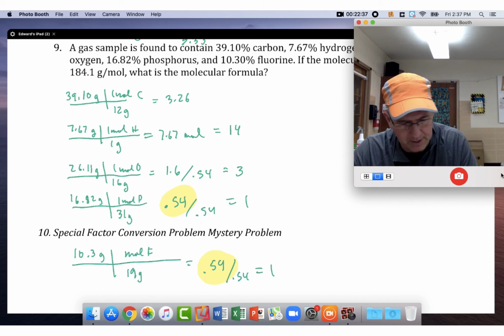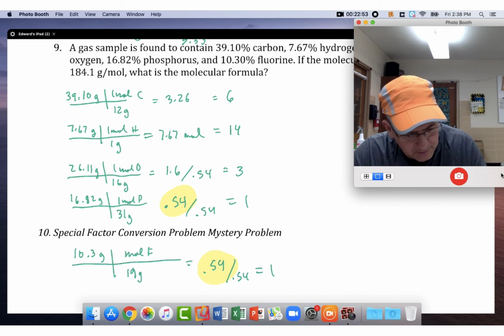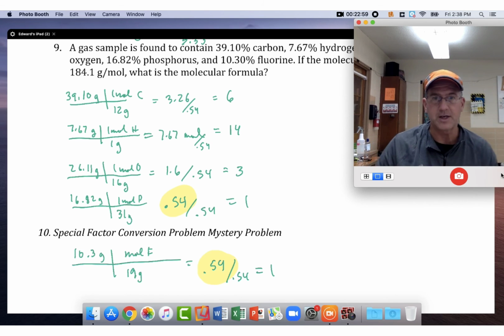3.26 divided by 0.54. Try it one more time. 3.26 divided by 0.54 equals 6. Okay, so these were divided by 0.54. I didn't write it down. I should have. All right, there's my numbers I have.